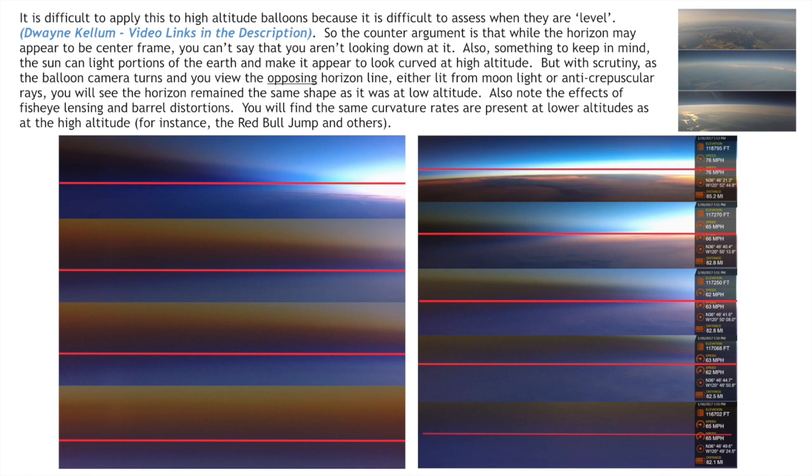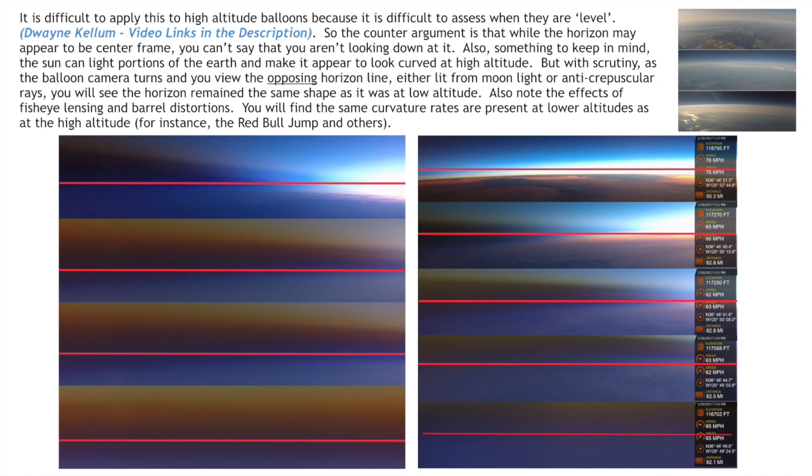That's the counter argument. And also something to keep in mind, the sun can light portions of the Earth and make it appear to look like a curved surface at high altitude, but with scrutiny, and as the balloon camera turns and you view the opposing horizon line, either lit from moonlight or anti-crepuscular rays, you will see the horizon remain the same shape as it was at low altitude. And again, the sun does create somewhat of a disc pattern extending out radially from itself at very high altitude. And you will see this if you're not careful while looking at some of these images.